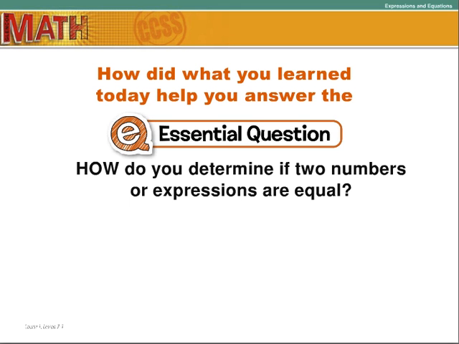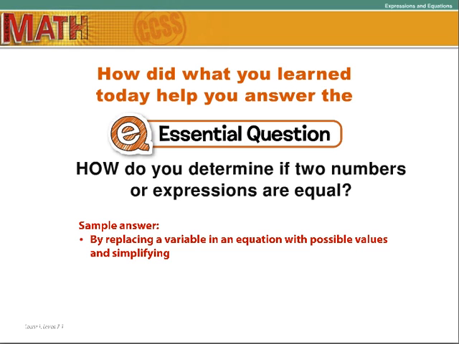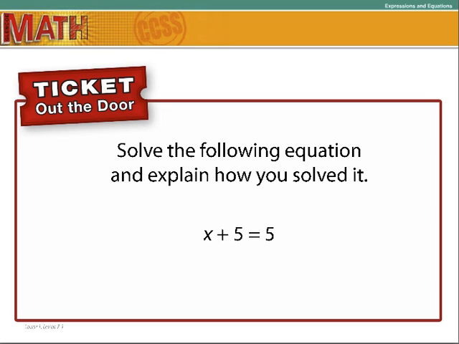So how do you determine if two numbers or expressions are equal? I think today we kind of solved both sides, right? By replacing a variable in an equation with possible values and simplifying. That's how we did it today. Will you please answer this ticket in the door? I want you to solve the following equation, and then I want you to explain how you solved it. Thank you. Have a good day.